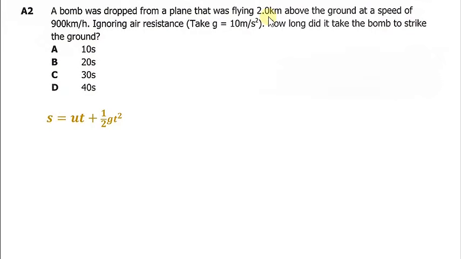We substitute. s is distance, and we have been given 2.0 kilometers. So this distance changes to meters by multiplying it by 1000. When you multiply 2.0 by 1000, it will be 2000 meters. So here it will be 2000 meters as distance.